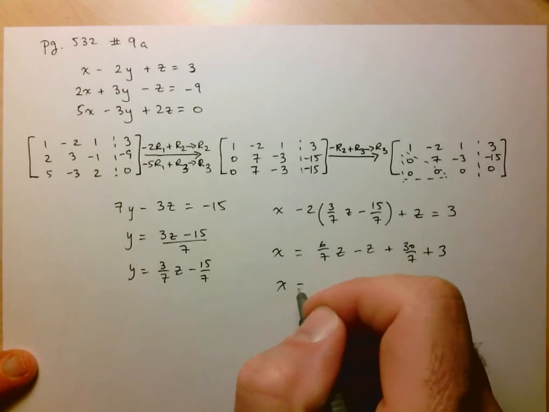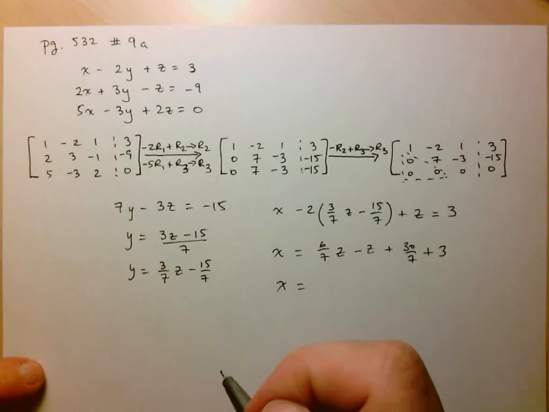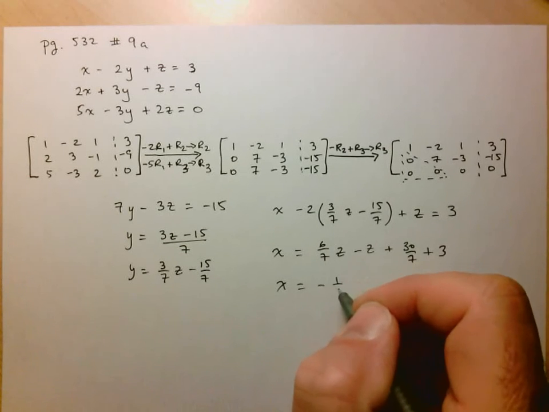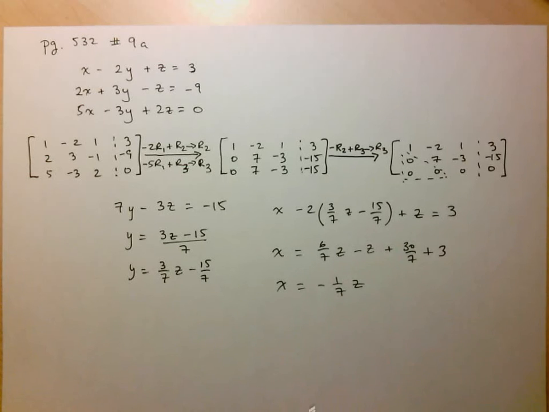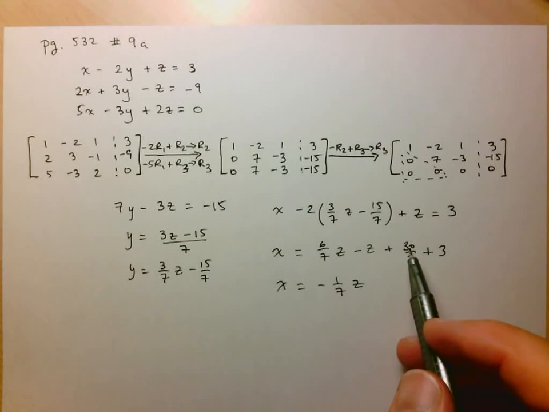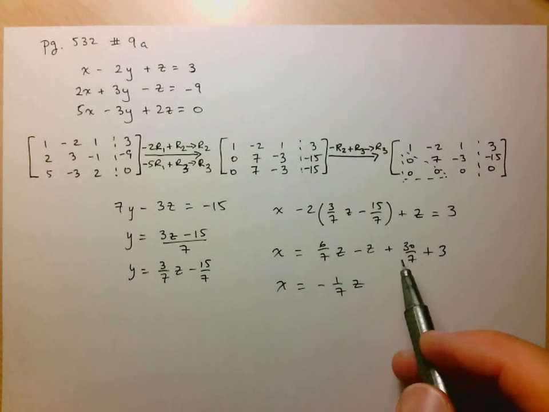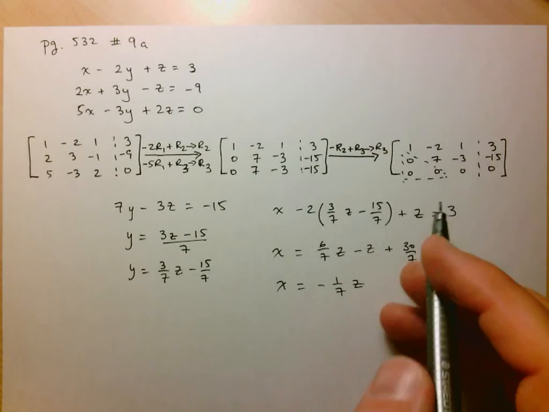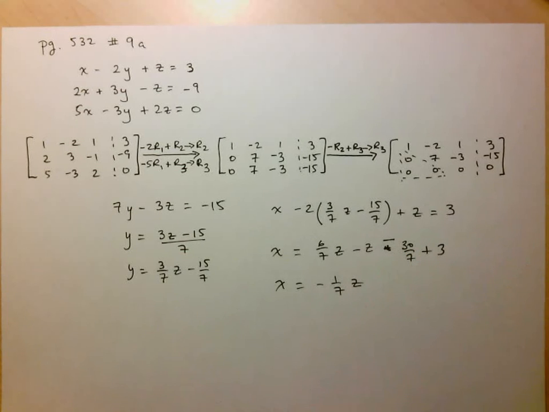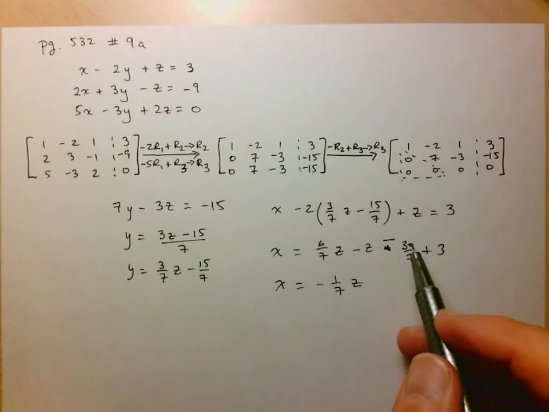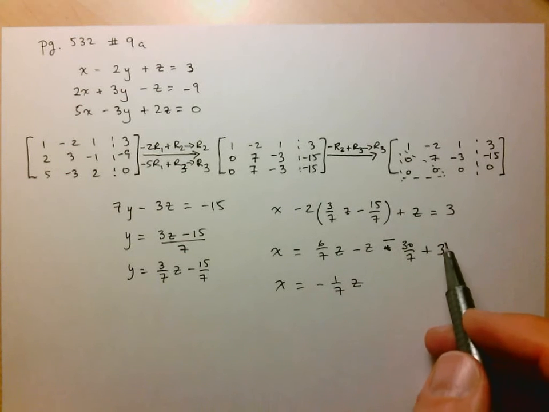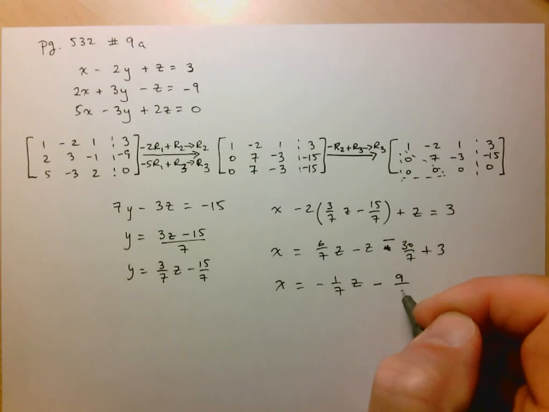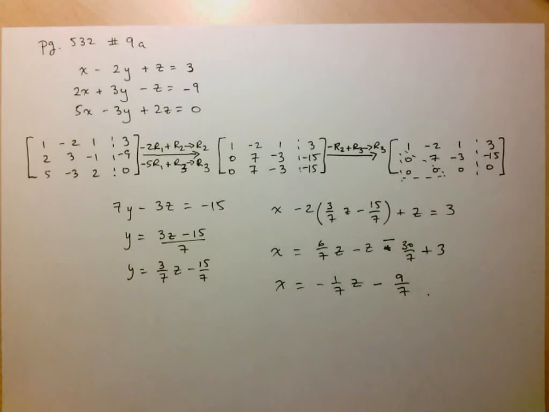So let's simplify this here. 6 over 7 minus 7 over 7, so negative 1 over 7 z. Then here we have 30 over 7. Sorry, I just realized there's a little mistake here. This was positive 30 over 7, so bring it to the other side, becomes minus. Sorry about that. So here we got negative 30 over 7 plus 21 over 7. That's going to give us negative 9 over 7, and there you have it.